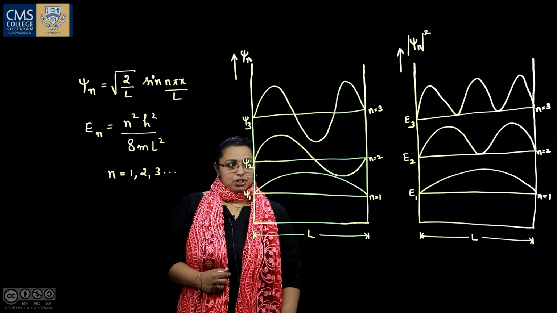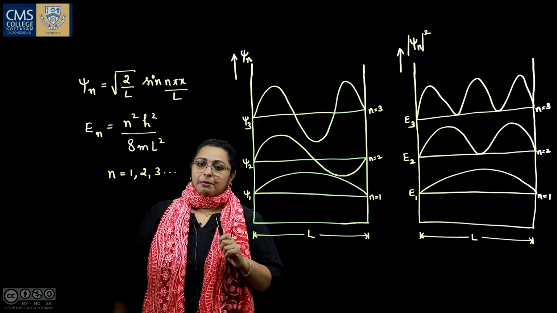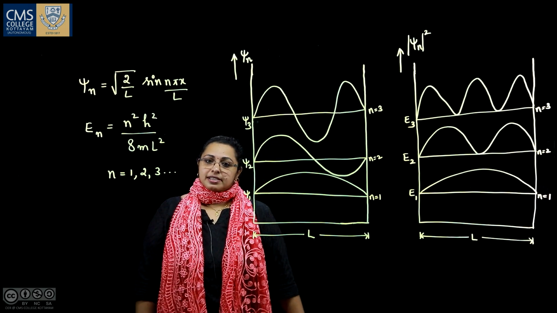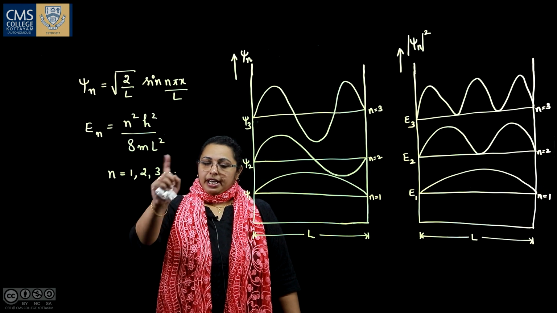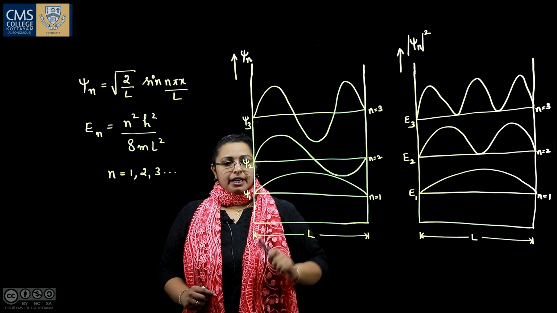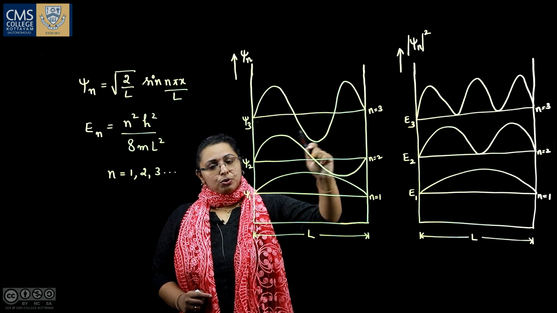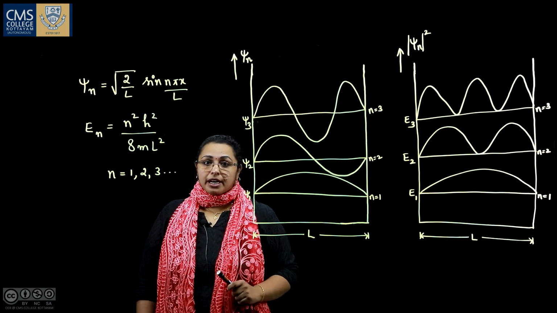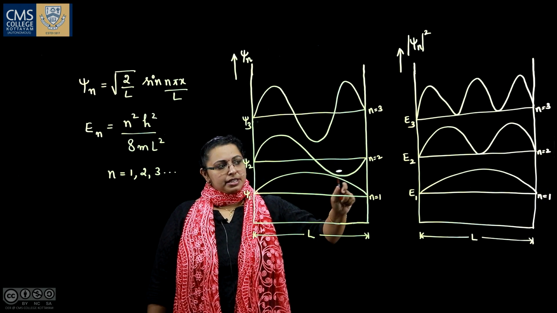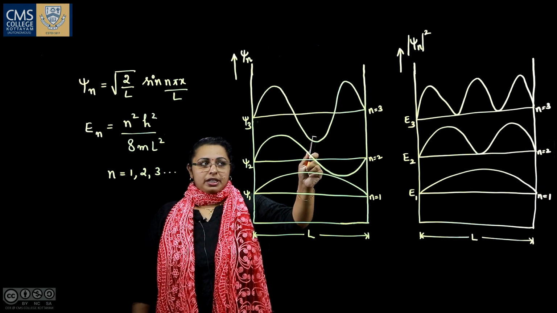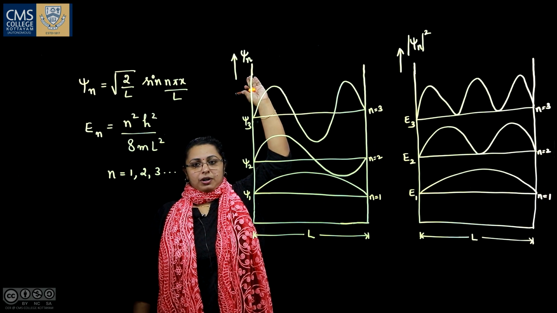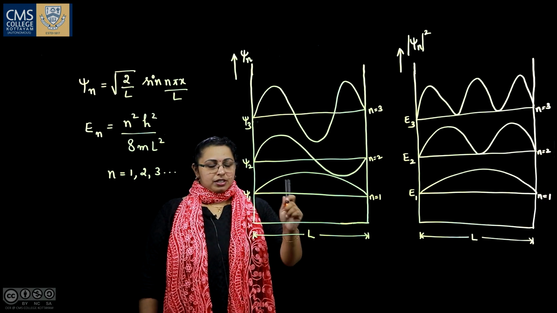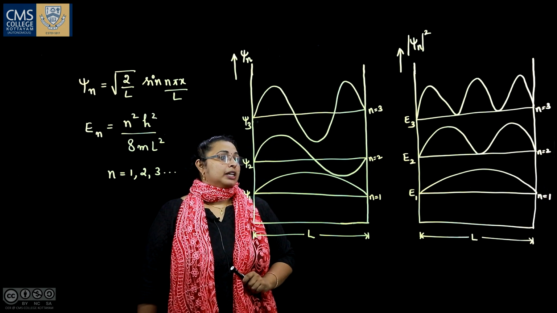Another notable thing which you can find here, which is a difference from classical mechanics, is that the energy values are discrete. When you take n is equal to 1, you get an E1 value. When you take n is equal to 2, you get E2 value. When you take n is equal to 3, you get an E3 value. There are no energy levels between E1 and E2, E2 and E3, E3 and E4 and so on. Okay. So, this is the peculiarity of quantum mechanics. You get discrete energy levels.